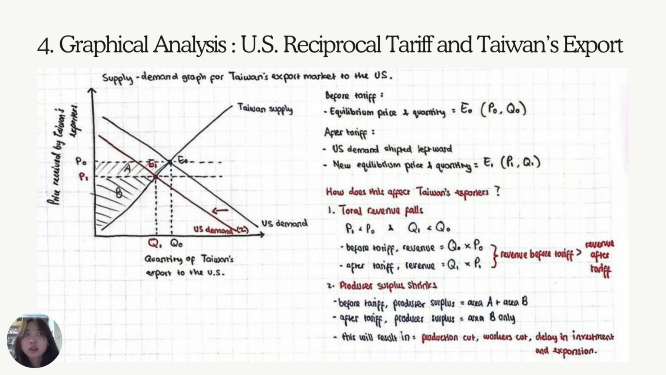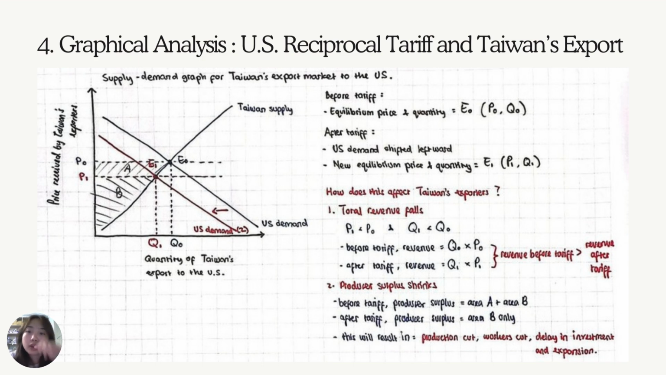So obviously, the revenue for Taiwanese exporters will fall. The logic behind this is P1 is smaller than P0 and Q1 is smaller than Q0. Before the tariff was imposed, the total revenue was Q0 times P0, and after the tariff, the total revenue is Q1 times P1. Therefore, the revenue after the tariff will be smaller than before the tariff was imposed.